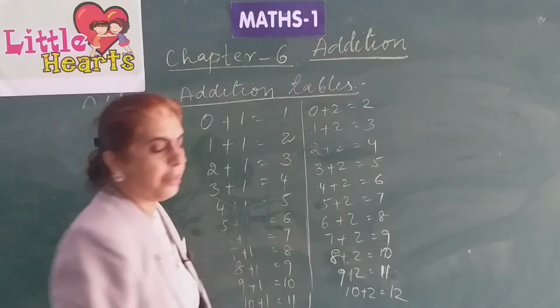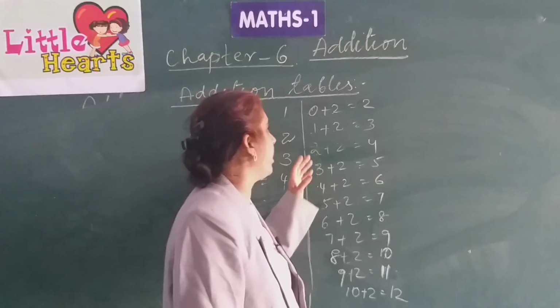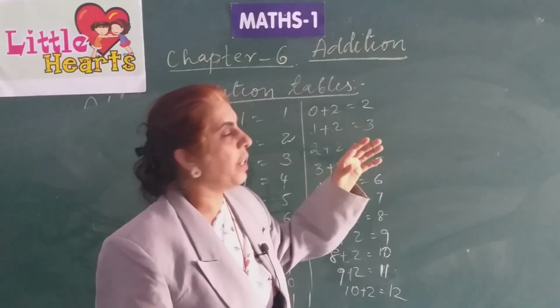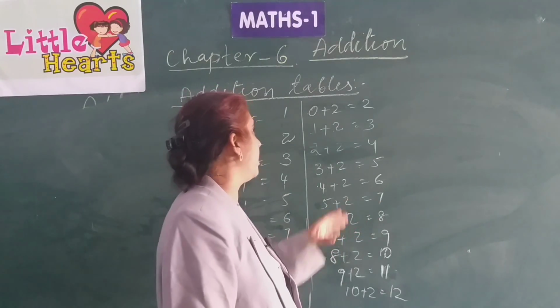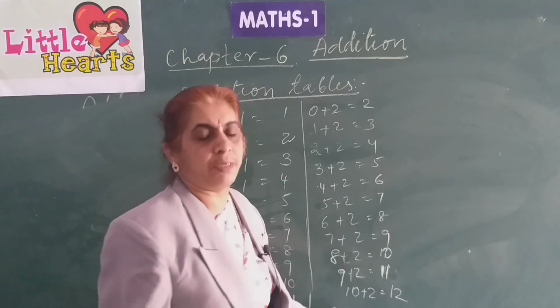In this way you can write an addition table. I have written 1 and 2, you can practice 3, 4, 5, 6 until 10 like this. Just take a number and add 1 to 10 numbers to it and count forward.